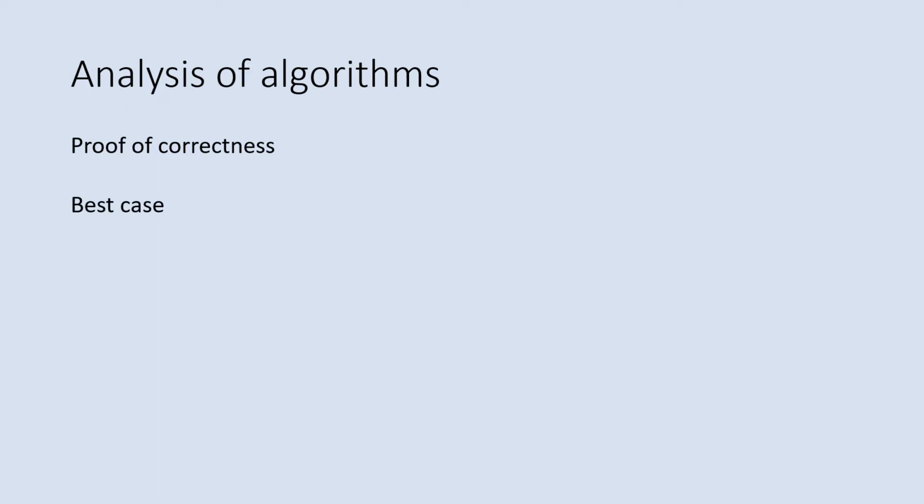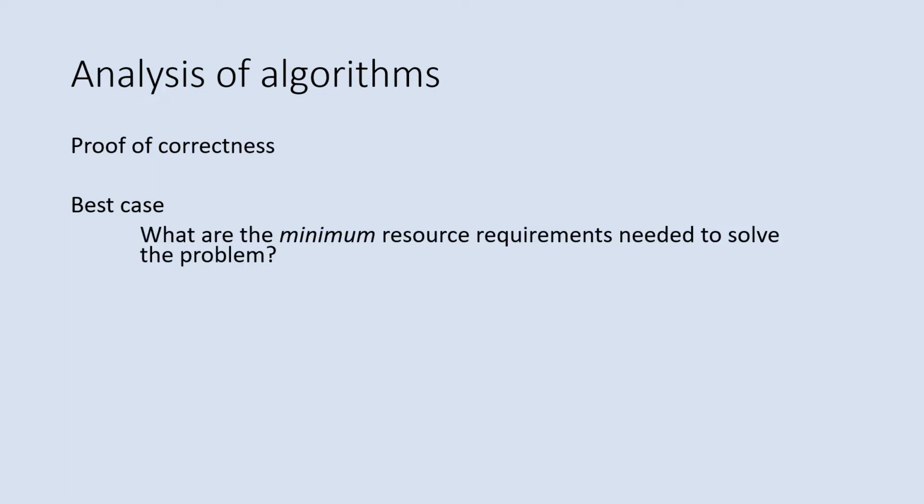When we're analyzing algorithms, we often consider the best case scenario, but the best case is looking at what are the minimum resource requirements needed to solve the particular problem. And often the best case, it just never happens. In real life, the best case situation isn't one that we usually are lucky enough to be faced with.